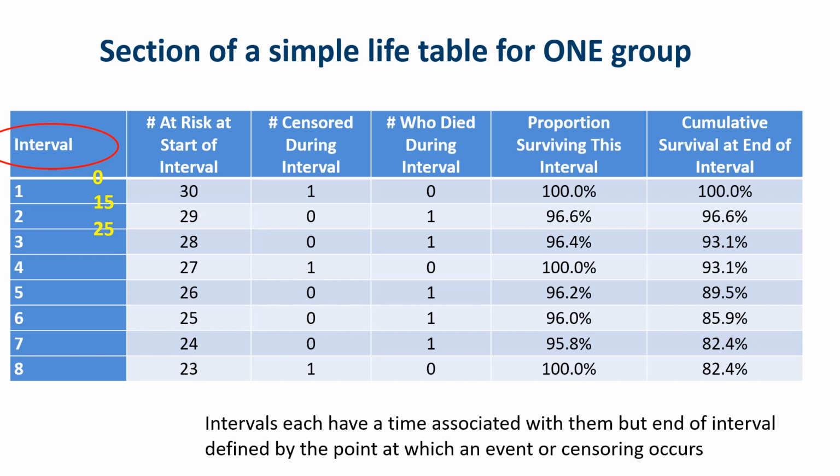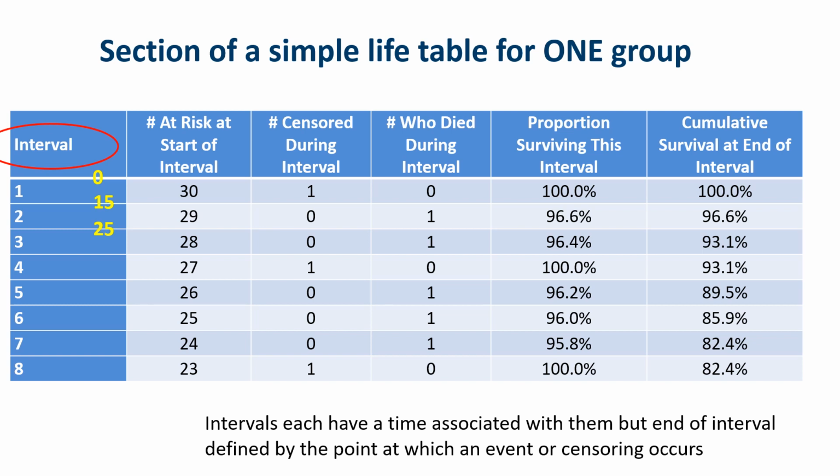The second column is the number at risk at the start of the interval. You can see that for interval 1, we've got 30 people at risk. That is really the number of people in that group at the start of the study. So that's the number you might expect: 30 randomized to the paracetamol group, 30 randomized to the aspirin group. We're just looking at the paracetamol group here. We've got 30 people at the start of the interval.